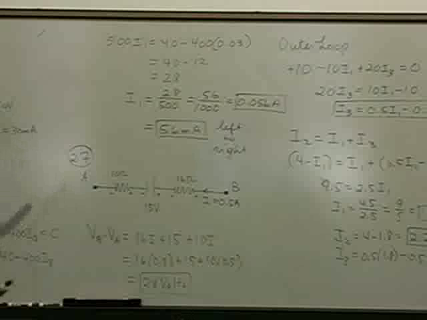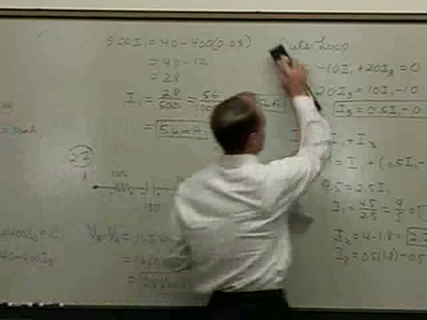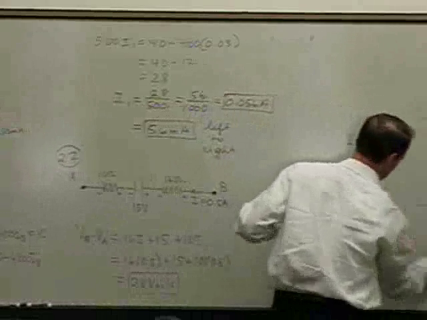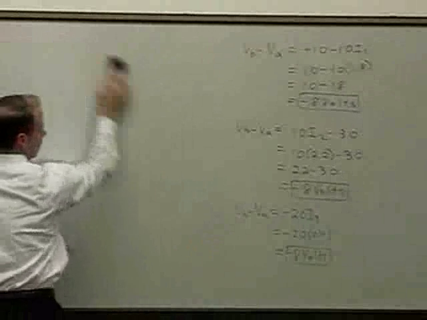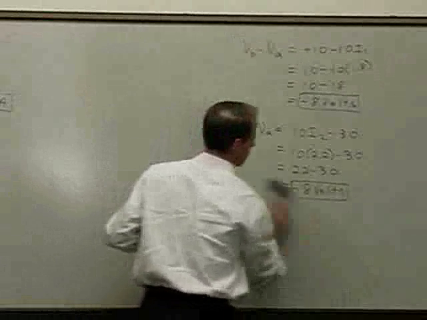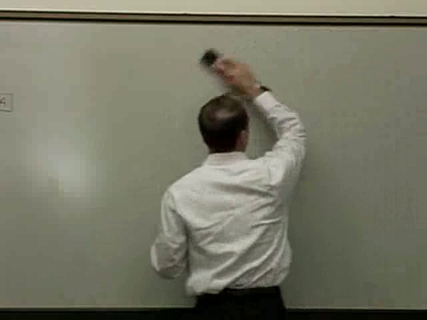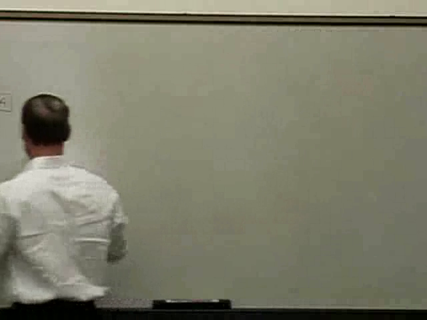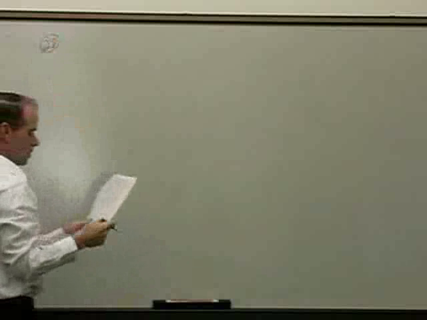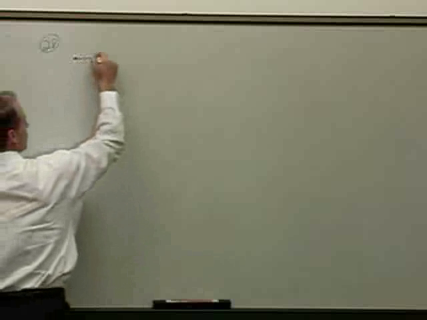Take a look at 28. Current in the 4 ohm resistor is 1.4 amps. What's the magnitude of the potential difference VA minus VB? This is not going to be so easy. Let's see.